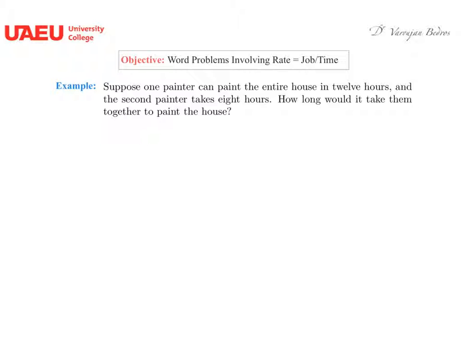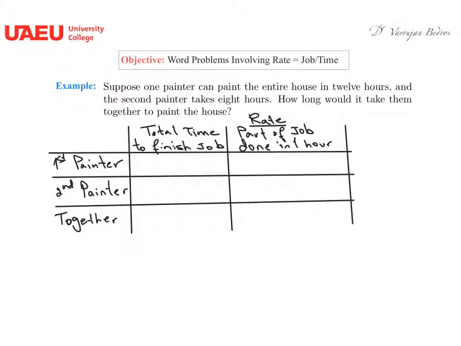In order to understand this problem, let us look at this chart. The first painter will take 12 hours to finish the job. So that means in 1 hour he will finish 1/12 of the job. The second painter will take 8 hours to finish the job. That means in 1 hour he will finish 1/8 of the job.